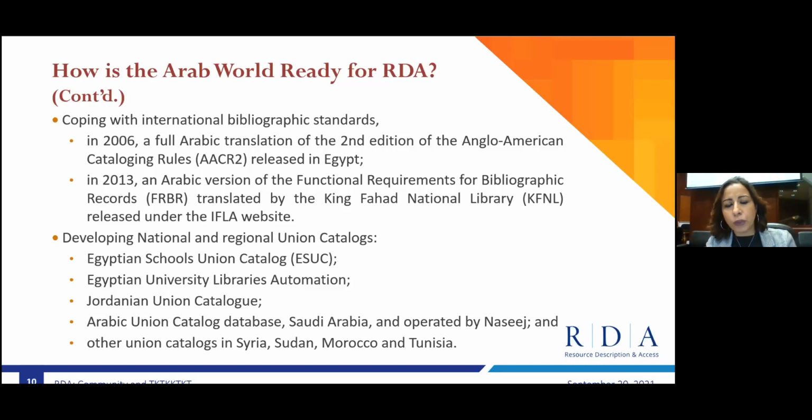Also, there was the development of national and regional union catalogs, such as the Egyptian Schools Union Catalog, the Egyptian University Library Automation, and the Jordanian Union Catalogs. So we found that many experiences and many efforts have been made in the Arab region that made the decision easier for us.